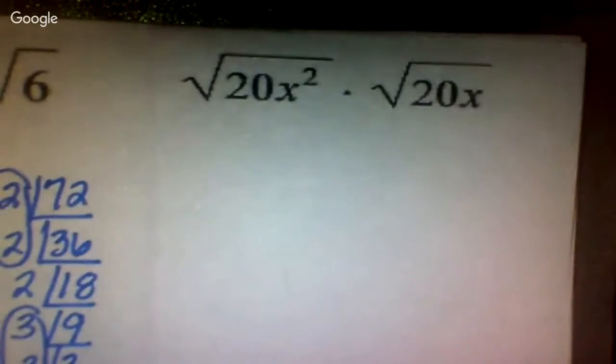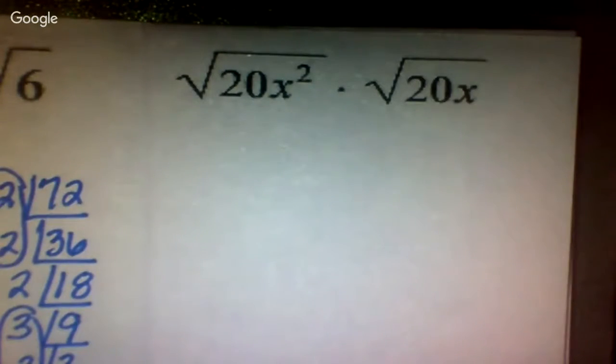This time, what are my coefficients? 1 and 1. So, do I really even need to multiply those together? No, because it's going to be an unwritten 1.